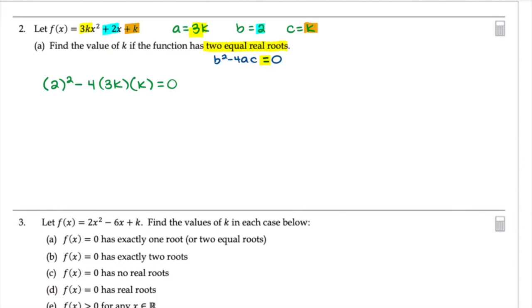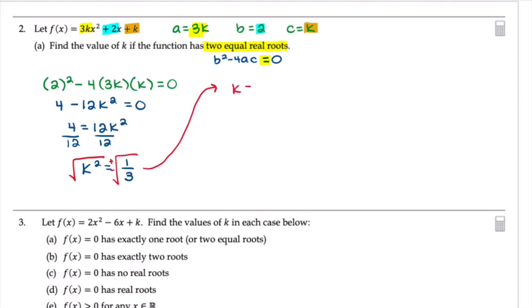So we're going to evaluate this. And our goal is to solve for k. So I'm going to isolate k and see what we get. I get k squared equals 1/3. I'm going to square root both sides. And again, the square root of any number is always positive and negative. We get k is equal to positive and negative square root of 1 over square root of 3.